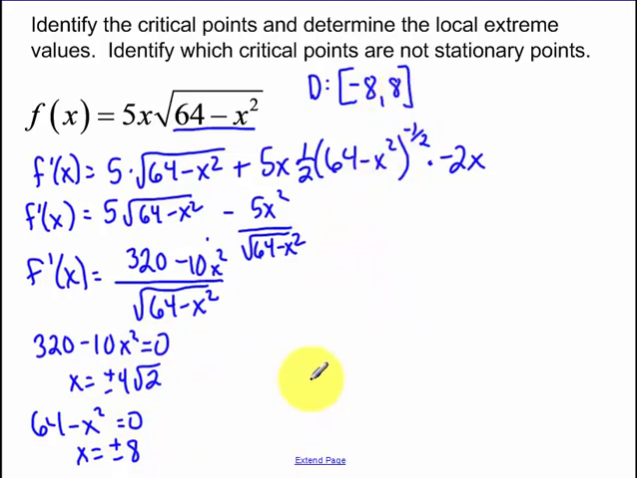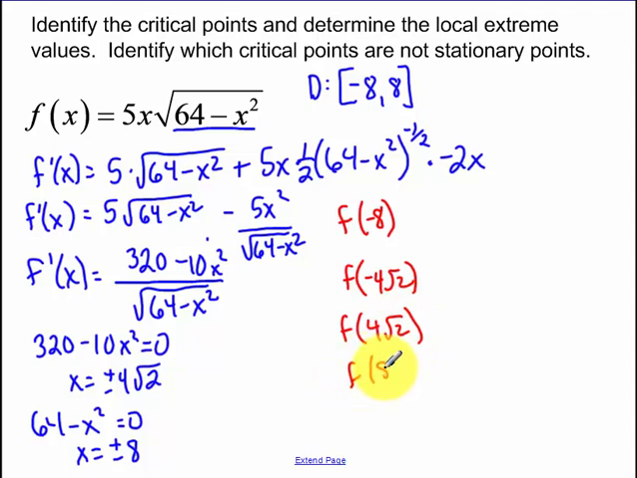So now what I have to do is I have to find f of -8, f of -4 root 2, f of 4 root 2, and f of 8. And so now you're plugging all of these in. And when I'm plugging f of 8 in here, we end up getting a 0. I'm sorry, f of -8, because I get 64 minus 64, which happens to be 0. You get the same thing when you plug in a positive 8.